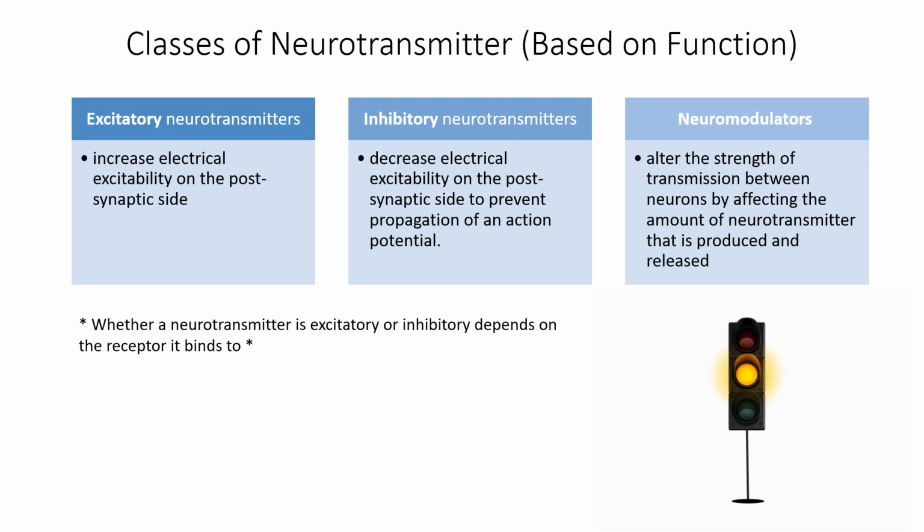Additionally, there are also neuromodulators, which function to alter the strength of transmission between neurons by affecting the amount of neurotransmitter that is produced and released. Neuromodulators are a bit different, as they are not restricted to the synaptic cleft between two neurons, and so they can affect large numbers of neurons at once. Neuromodulators therefore regulate populations of neurons while also operating over a slower time course than excitatory and inhibitory neurotransmitters.